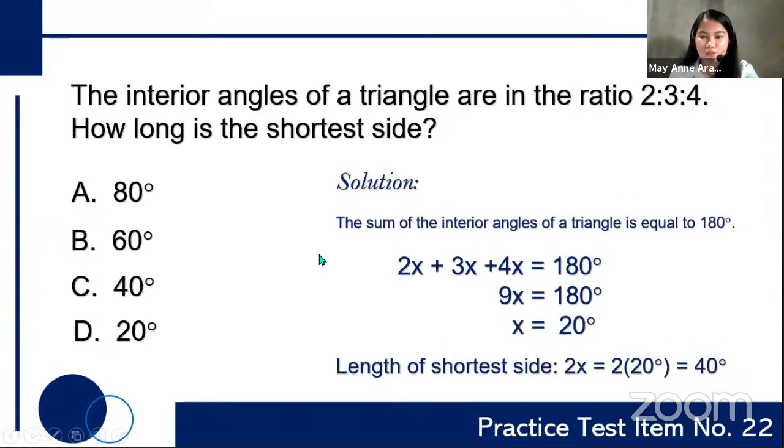Solve the solution. Okay, we know that the sum of the interior angles of a triangle is equal to 180 degrees. So just divide 180 degrees by the sum of 2, 3, and 4, which is 9. So 180 divided by 9 is 20 degrees. So 2 times 20 degrees is 40 degrees. So the answer is letter C, correct.